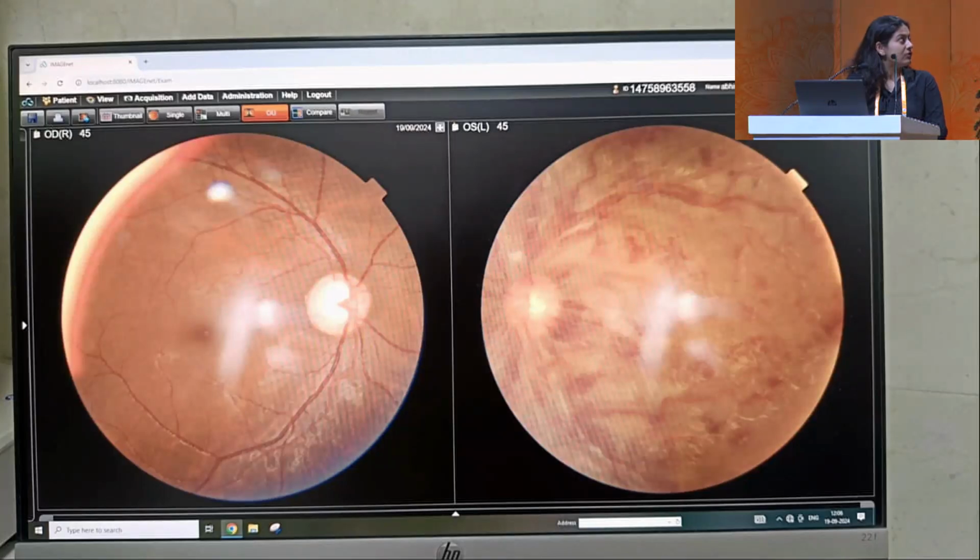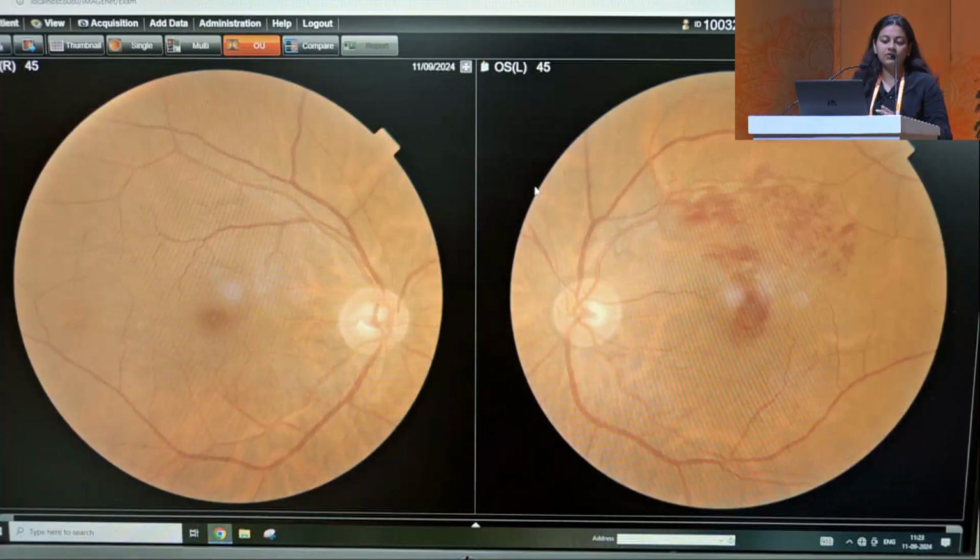Here we can see pictures of one normal eye, the right eye, and the left eye showing central retinal vein occlusion. And here we can easily demonstrate the right eye being normal and the left showing branch retinal vein occlusion in the supratemporal quadrant.